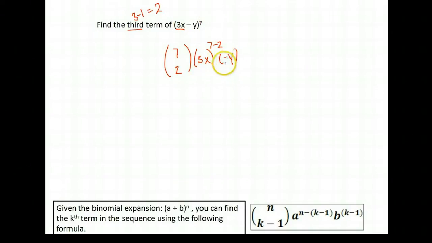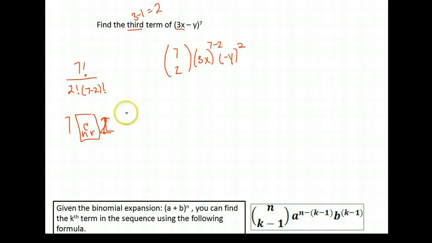Again, if it's negative, keep that negative. If it works out, it works out, but you need to start by having that negative there. To the 2nd power, again, it's going to be the same as your number down here, which is the same as the term you're looking for, minus 1. Let's calculate. So again, the 7th, the 2nd, you can calculate by hand using your factorials, or you can use your calculator, the combination button. Either way, you should get 21 for that number.